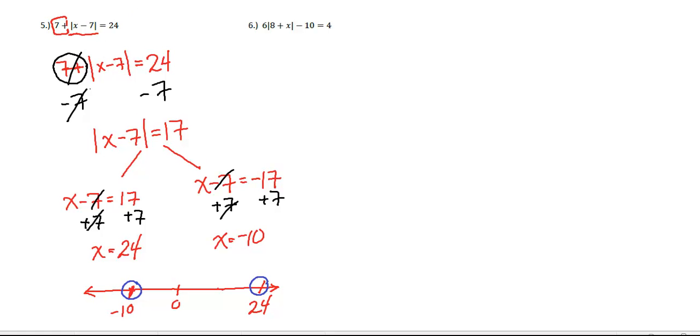All right, now let's talk about this problem here. Now, here we run into an issue right out of the gate because we see this 6 is here and this minus 10. Now, question is, how can we sort all of that out at once? Well, all right. Let's get rid of each part individually.